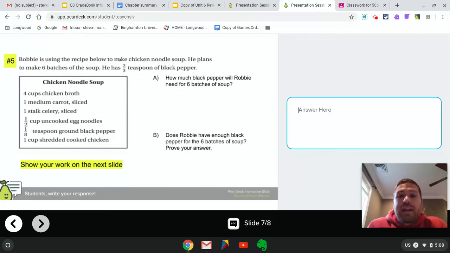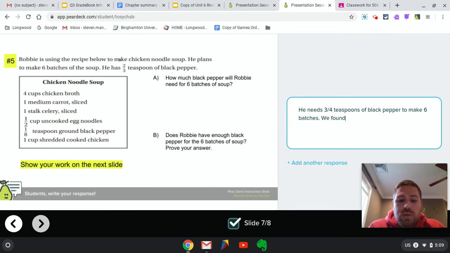So we have to write in our answer here that he needs, we're answering part A right now, he needs, let me look back here, what was it? 3/4 teaspoons of black pepper to make 6 batches.